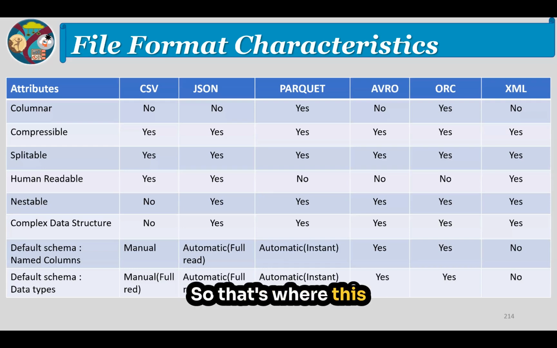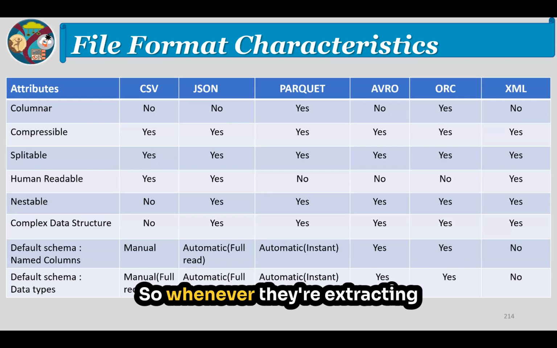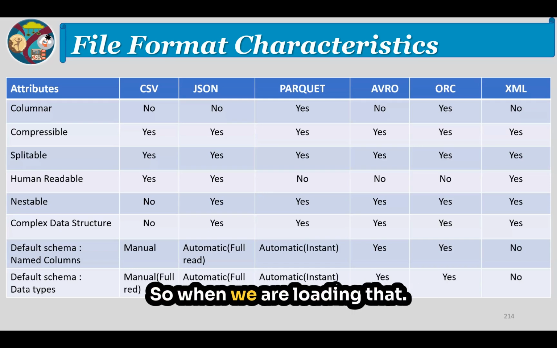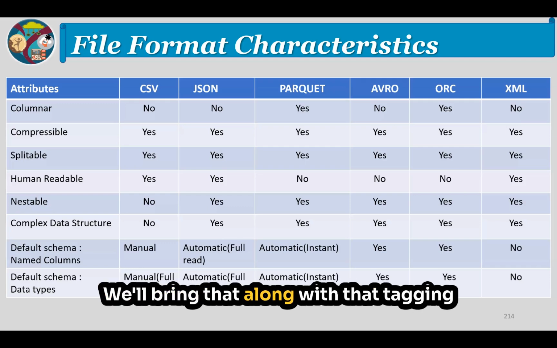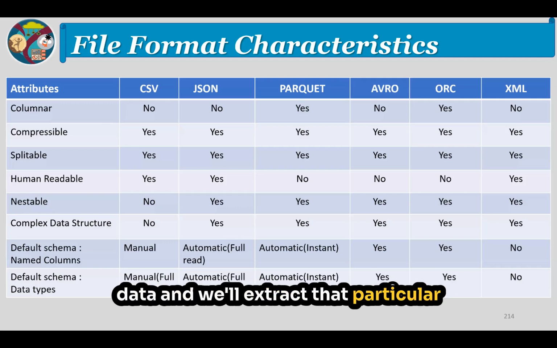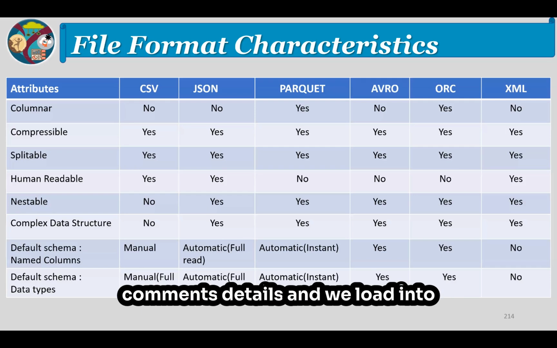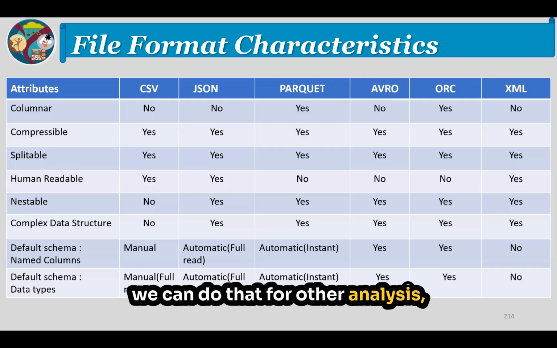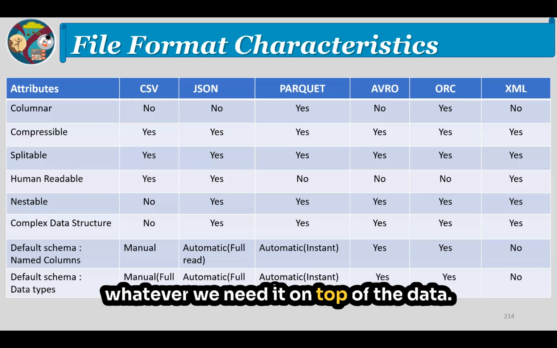That's where this XML type will be helpful. Especially for web-based applications, we call it tagging. Whenever they extract the data, behind the scenes they tag the data with something and store it in that particular database. When we are loading, we bring that along with the tagging data, extract the comment details, and load them into the Snowflake table, and we can do further analysis on top of the data.